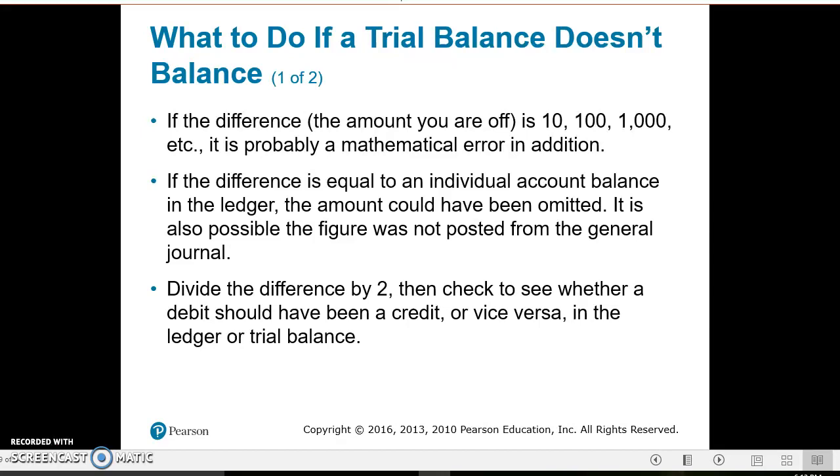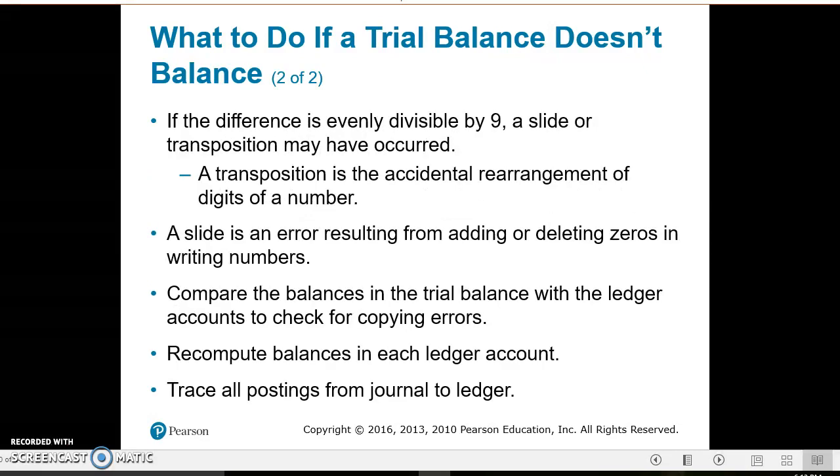If the difference between your debits and credits is equal to an individual account balance in the ledger, check that out, see if something was done incorrectly. If it can be divided by 2, see if a debit should be a credit, or vice versa. If the difference is evenly divided by 9, it's a slide or a transposition. That means your numbers were accidentally rearranged or you slid one off.